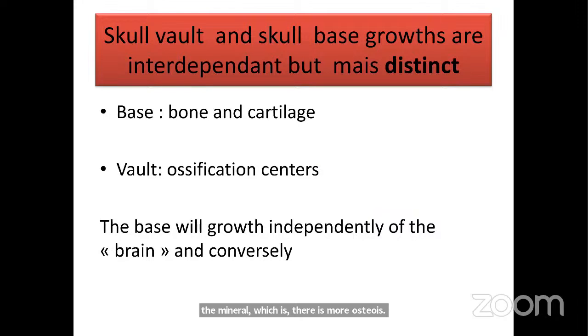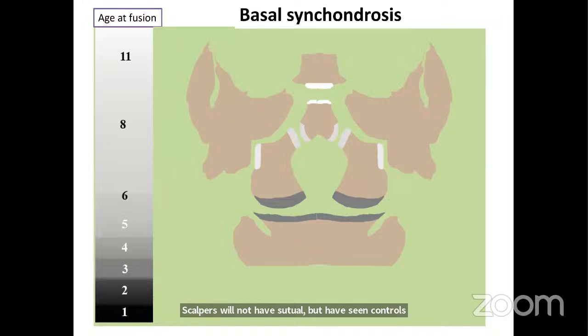The skull base, as we said, is different embryologically, is different in the type of ossification. It's endochondral. There is a cartilaginous shape, and then it ossifies little by little. They are interrelated, but they go distinctly. We can have a skull base growing even if the brain is absent, and this skull base will not have sutures but synchondroses, which are again cartilaginous bridges that will allow the growth.